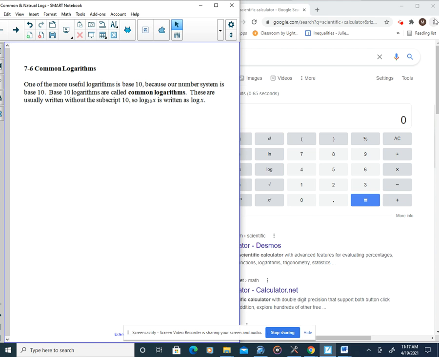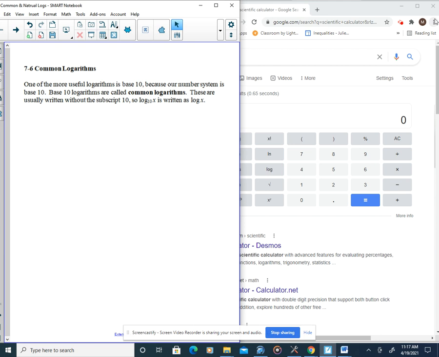So the first thing I want to talk about, what is the common logarithm? Well, the name basically tells you everything. The common logarithm is the most common logarithm that we use. And it's based off of our number system. Our number system is base 10. So the common logarithm is a logarithm that has base 10.